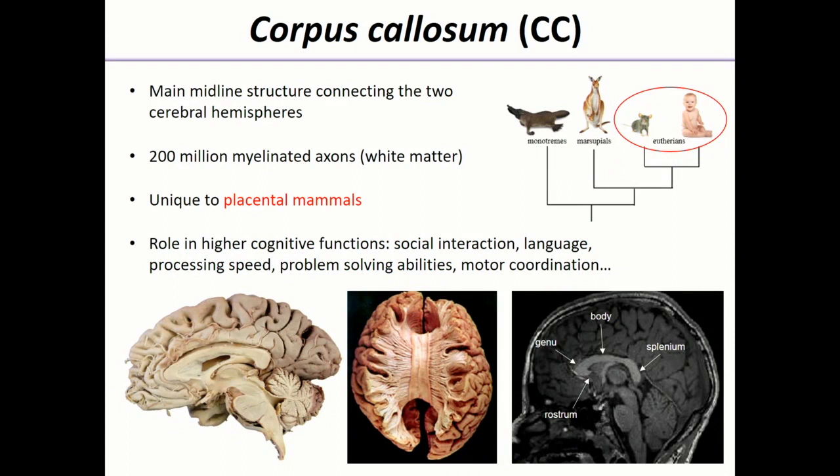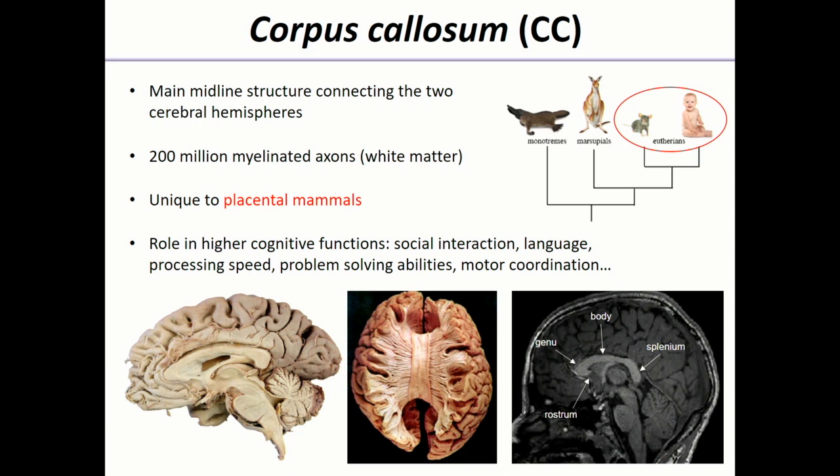So first, what is the corpus callosum? The corpus callosum is the main commissure, or midline structure, connecting the two cerebral hemispheres in placental mammals, also called eutherians. It is present in the mouse and in humans, but not in other mammals like marsupials or monotremes, or in other vertebrates like fish or birds. It is composed of 200 million axons that are highly myelinated, and for this reason it appears as a white matter structure.